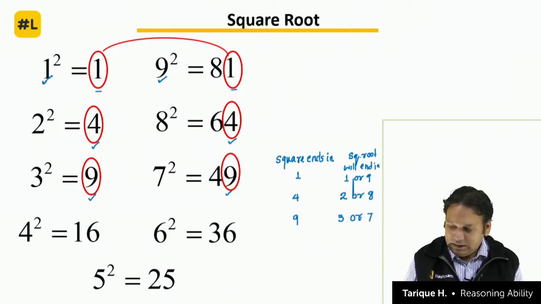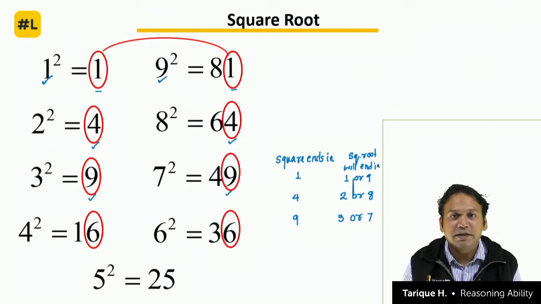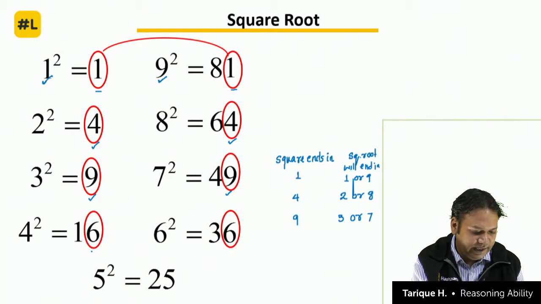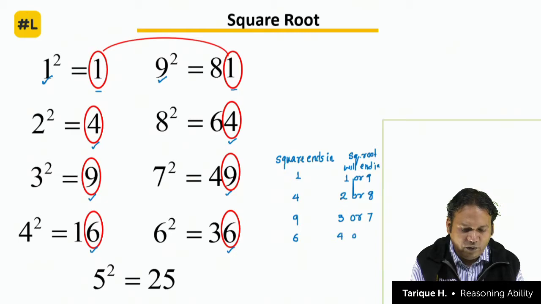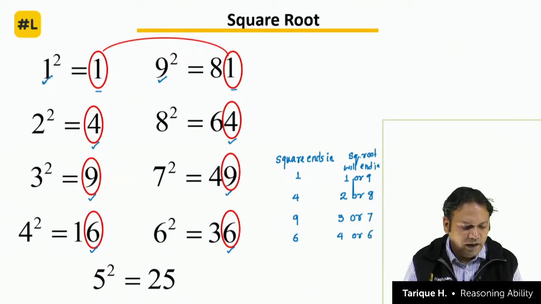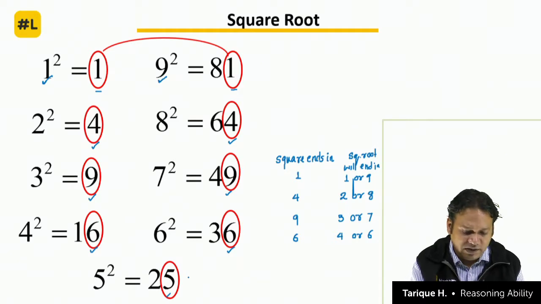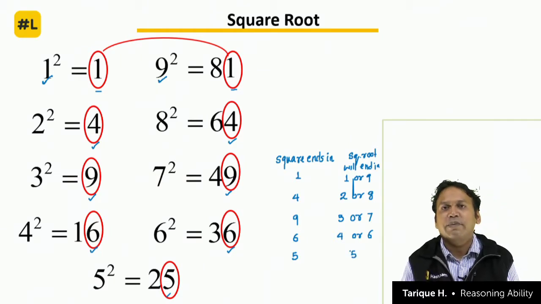Similarly for 4 and 6, both 4 square and 6 square end in 6. So this gives us our next rule: if the square ends in 6, then the square root will end in 4 or 6. Finally, 5 square is only one number, no other number ends in 5 except 5 itself. So if the square ends in 5, the square root will end in 5, and that is fixed.